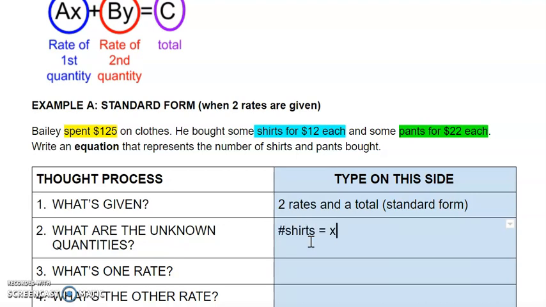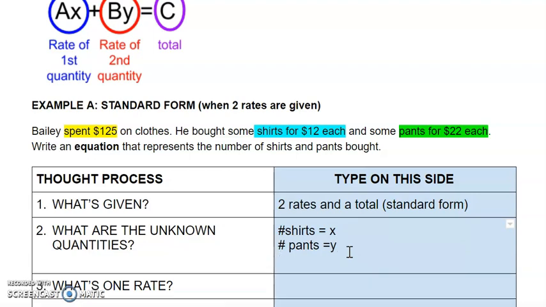That's one of my unknowns. I'm going to say that's going to be X. And then I look and I say, hey, he bought some pants too. Wait, I don't know how many pants he bought. So that would be my other variable. That's what we're doing with our unknowns. Define the variables. What is going to be X? What's going to be your Y in that situation?